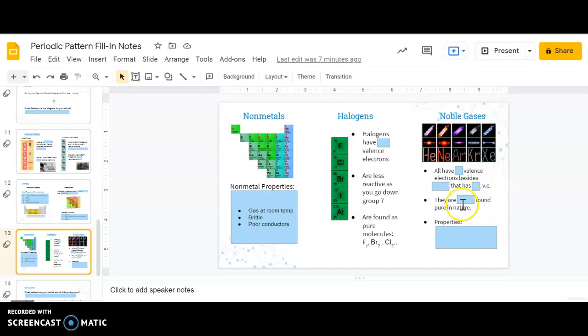These are special because they are only found pure in nature. Only found pure in nature. Some of their properties include that they're colorless and odorless, so you can't see them or smell them, and they're typically very unreactive because they already have all the electrons they need. It's not really reacting with anything.